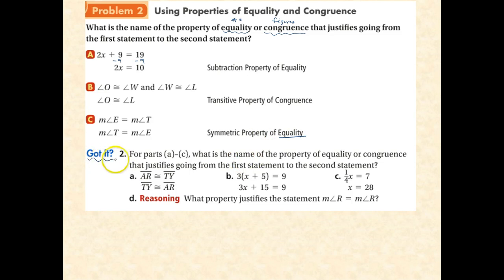All right, pause the video. See if you can do got it number 2. And then push play when you're ready to see how smart you were.